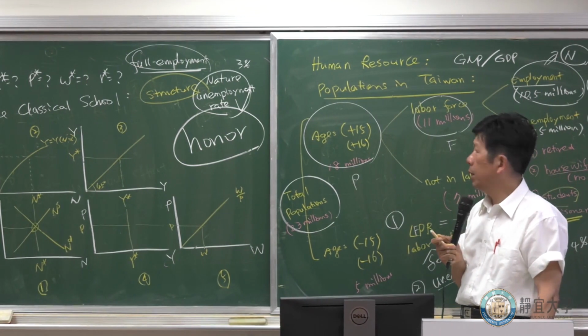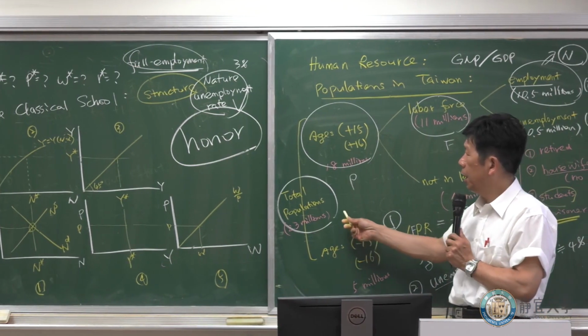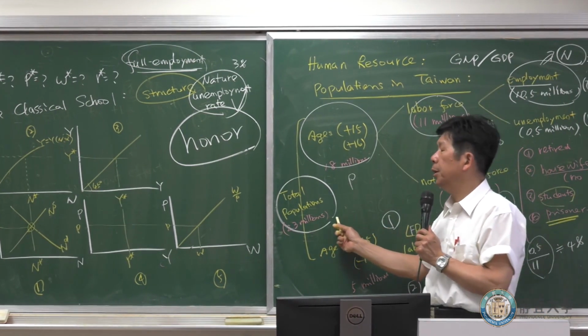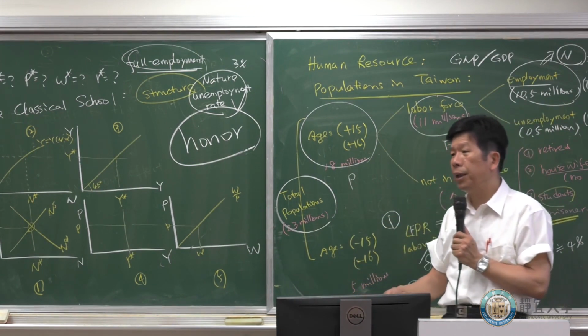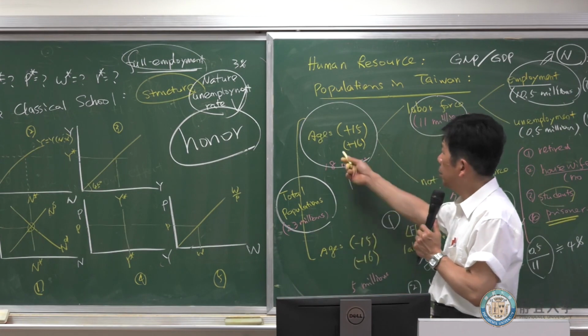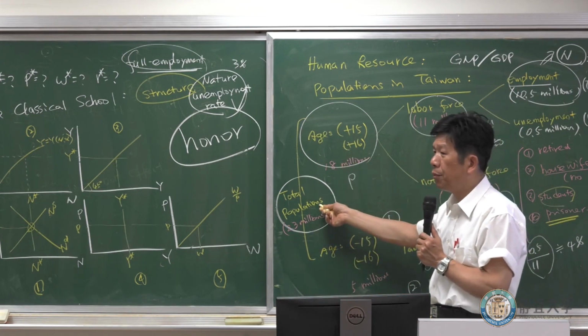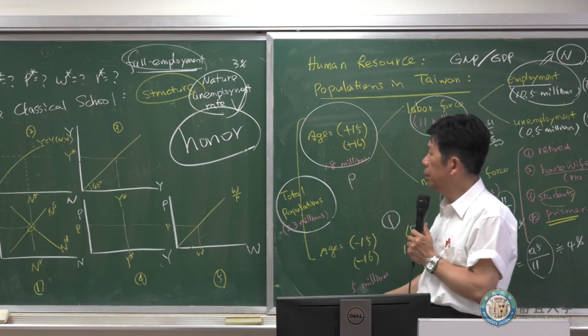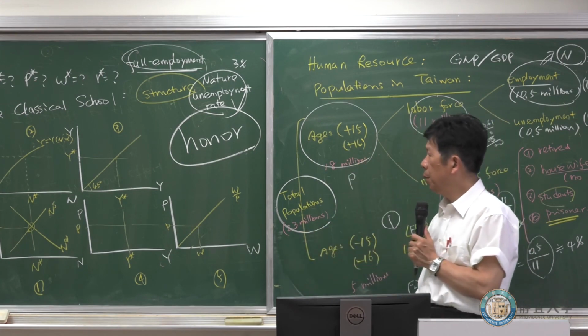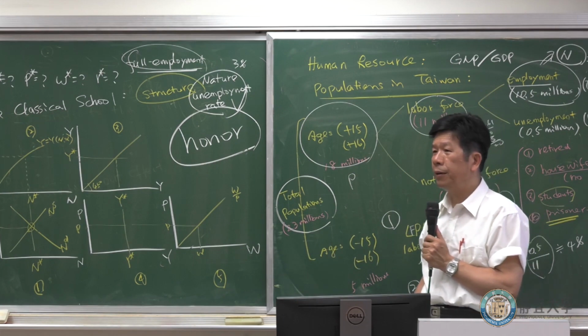So this is the Taiwan story. For example, if you come from Korea or China, you can also try to find some information about your country. For example, how many people are in the population in Korea?